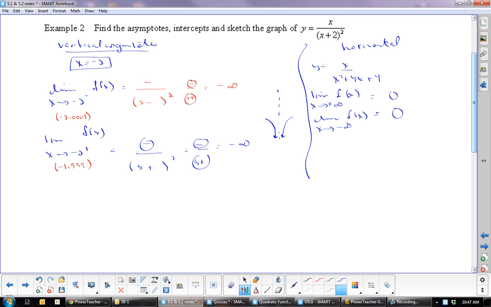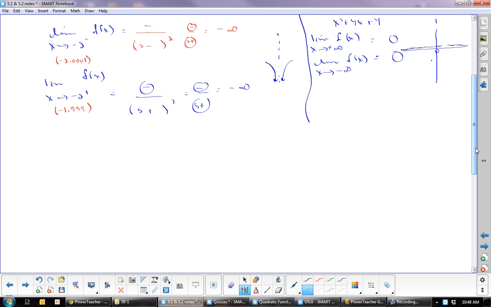Okay, so then I'm looking at something like this, right, where it's approaching zero, which is my horizontal asymptote. Okay, so intercepts.